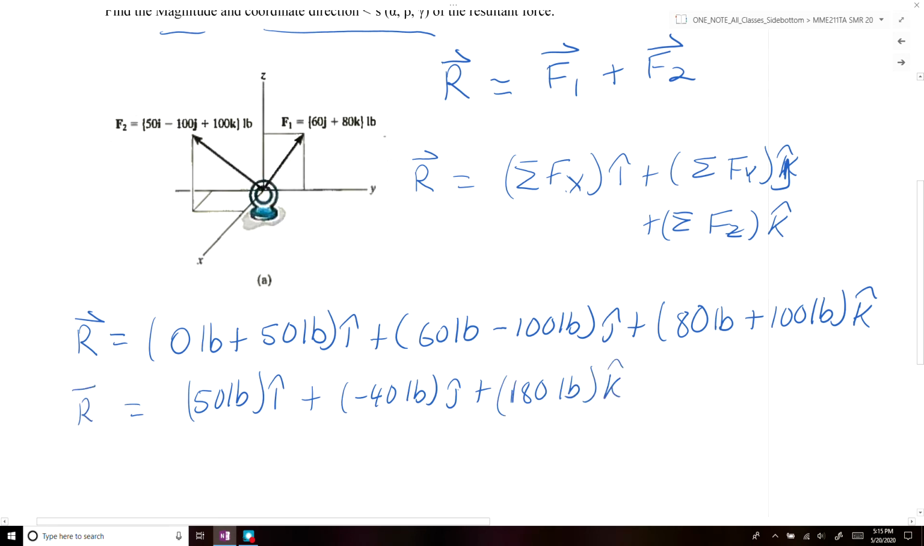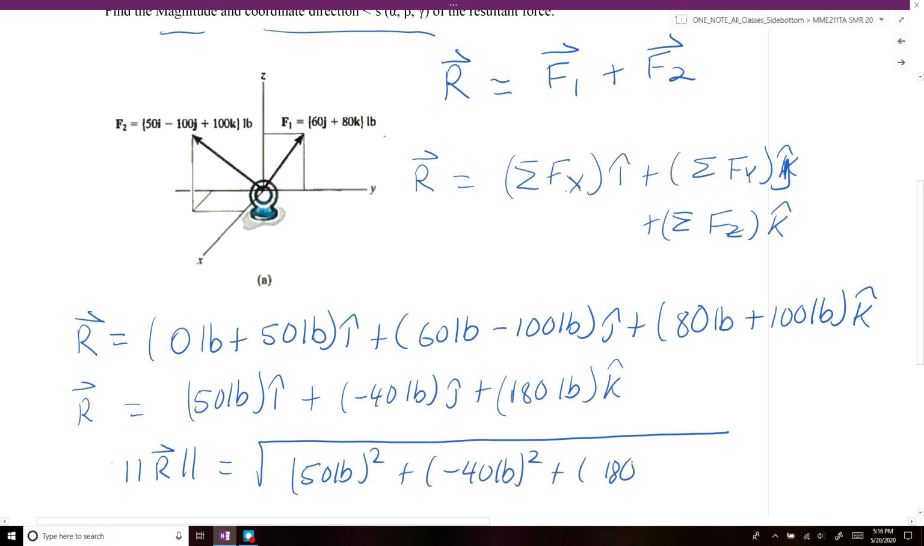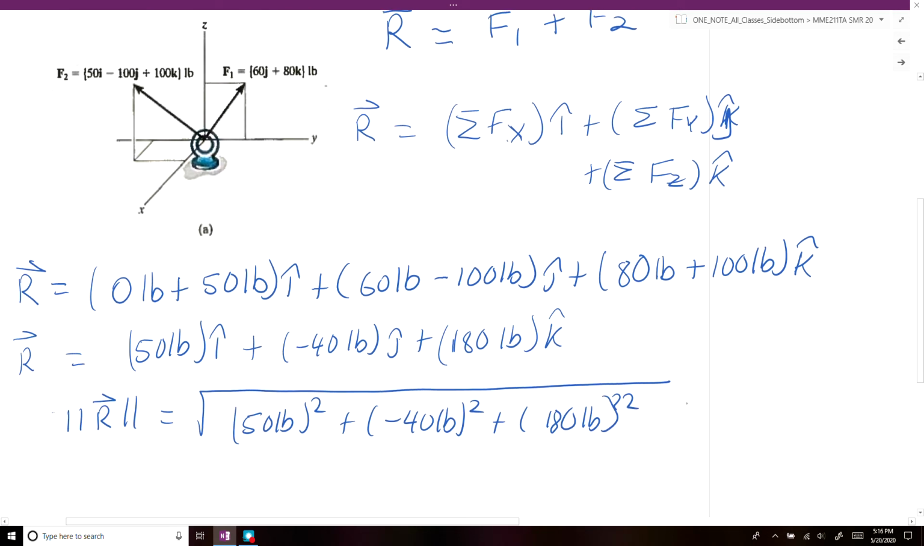Right. So we can find the magnitude of vector r by taking the square root of the sum of each component squared. So if we square 50 pounds, square minus 40 pounds, and square 180 pounds, take the sum of all those squares, and take the square root of that sum, what we end up getting is 191.05 pounds, which is approximately 191 pounds. And that's the magnitude of that force.